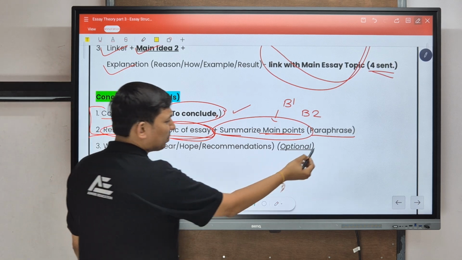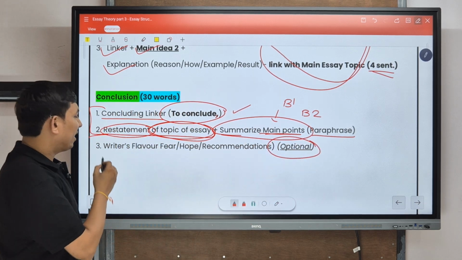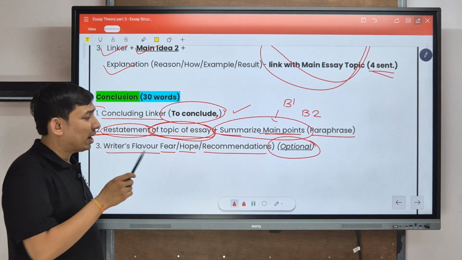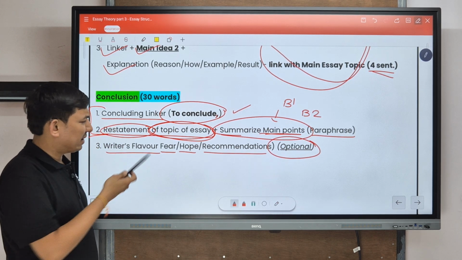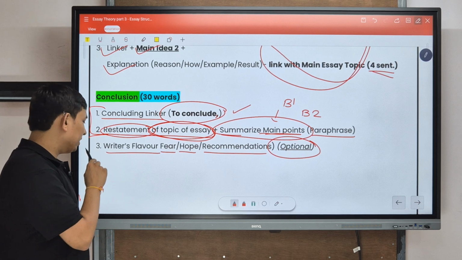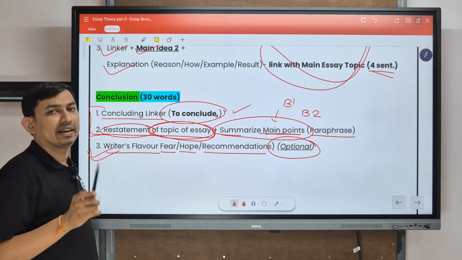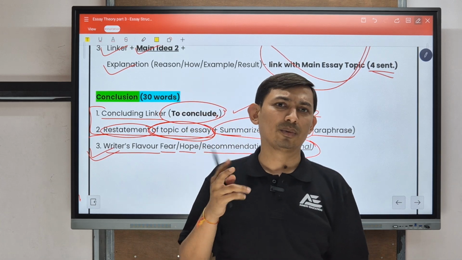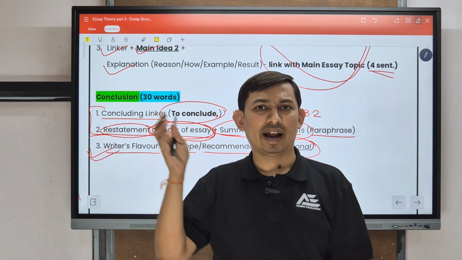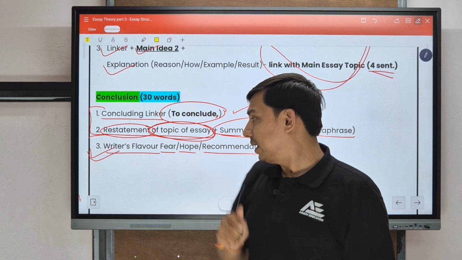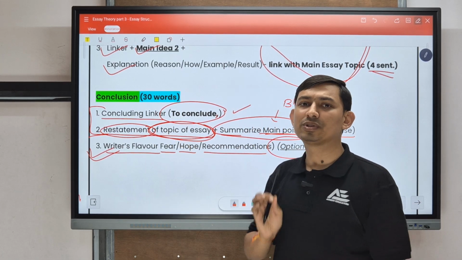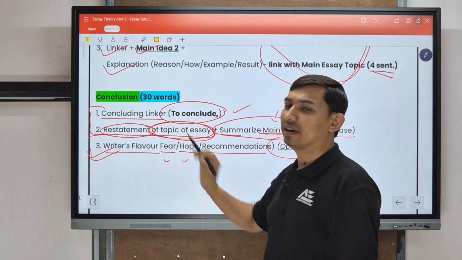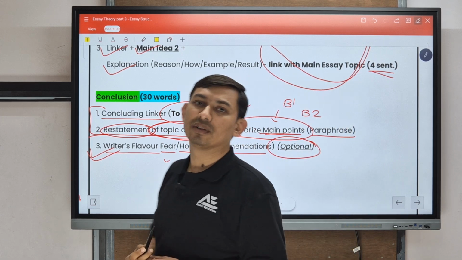Here once again there is an optional part: the writer's flavor, fear, hope or recommendation. It is not mandatory. But then why have I written it here? It is just there as a backup. For example, you have written your words, but there is a lack of around 20 or 30 words, and you cannot add an idea anywhere. At that time, you can add 1 to 2 simple sentences showing fear, hope or recommendation at the end of the conclusion. So it will help you to achieve your word limit.